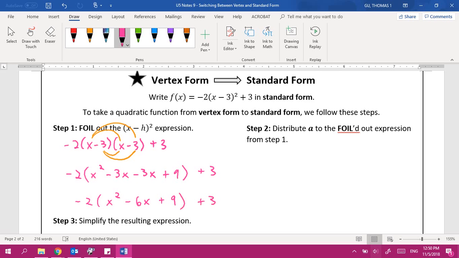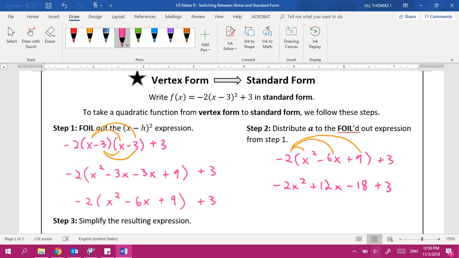So then your next step, step 2, is we're going to distribute that a value to everything inside the parentheses. So this -2, we're going to multiply it to everything inside the parentheses. What is -2 times x squared? Right, -2x squared. Then what is -2 times -6x? Positive 12x, right? And then lastly, -2 times positive 9. -18. And then don't forget the +3 at the end, yeah.